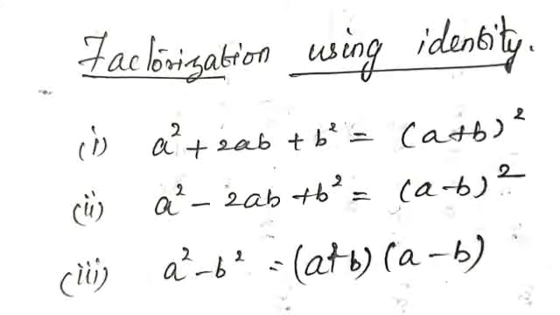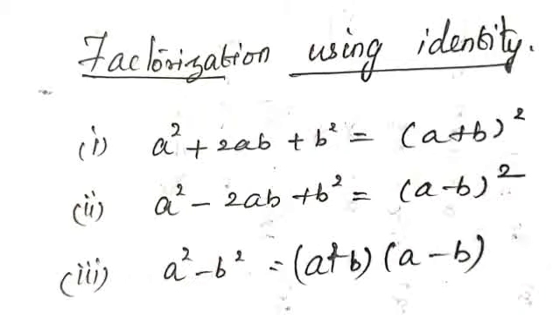What identity can we use to factorize a quadratic equation? It's very important. Quadratic, in the sense, the highest power is 2. So based on the power, we have three identities mainly. The first one: a square plus 2ab plus b square is equal to (a plus b) the whole square. Second one: a square minus 2ab plus b square is equal to (a minus b) the whole square. Third one: a square minus b square is equal to (a plus b) into (a minus b). So these three identities we can use to solve or factorize a quadratic equation.